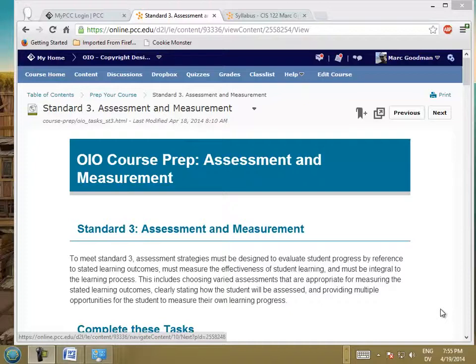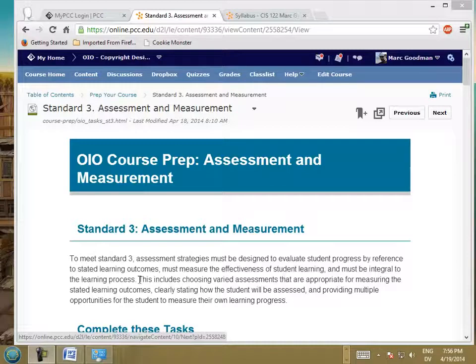Standard 3 is about assessment and measurement, or how we grade our students and monitor their progress through the course. And as I was talking about in Standard 2, alignment is one of the important principles of Quality Matters. So the notion is that every learning outcome should be assessed in some way. For that to happen, the learning outcomes have to be measurable. In addition, you shouldn't have a bunch of assessments that don't tie back to learning outcomes.